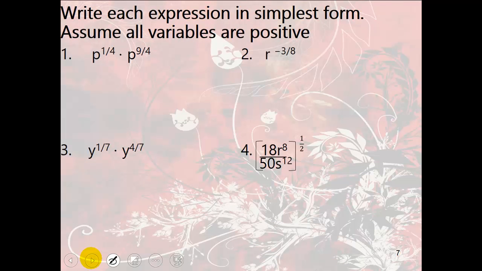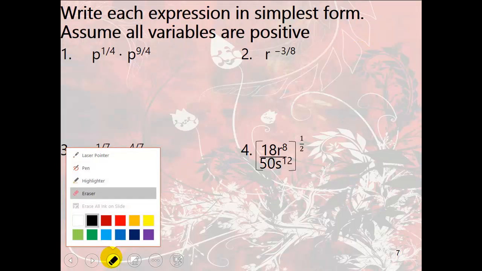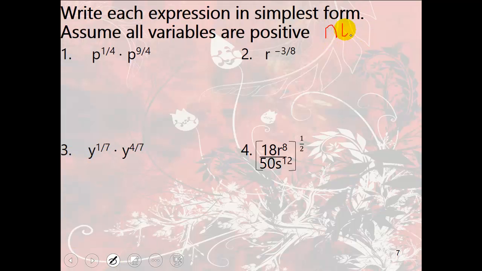All right, now we want to write each expression in simplest form, and we want to assume that all variables are positive. That means that we don't have to use absolute value bars. Let me write that again. No absolute value bars. We don't need it because they're telling us all of them are positive. If it didn't say that, we would have to apply the even, odd rule.